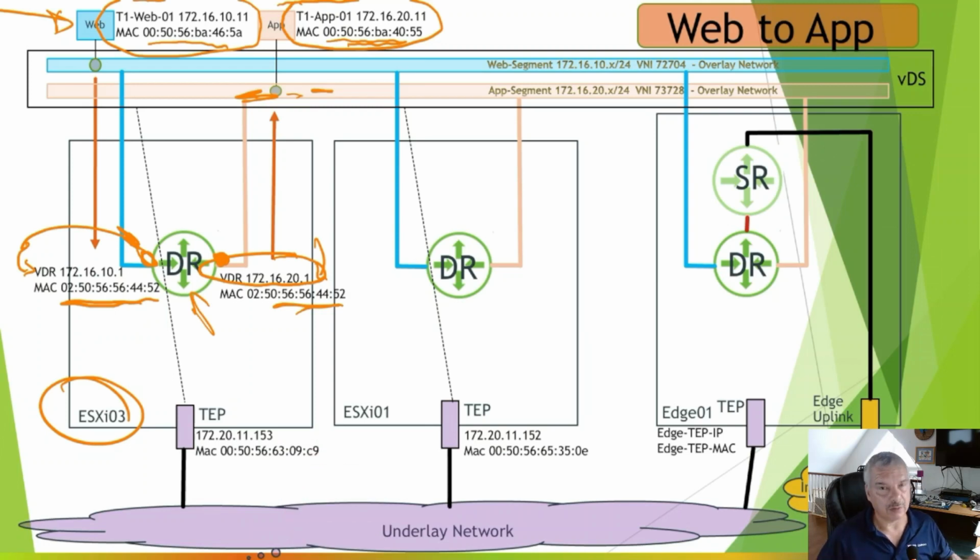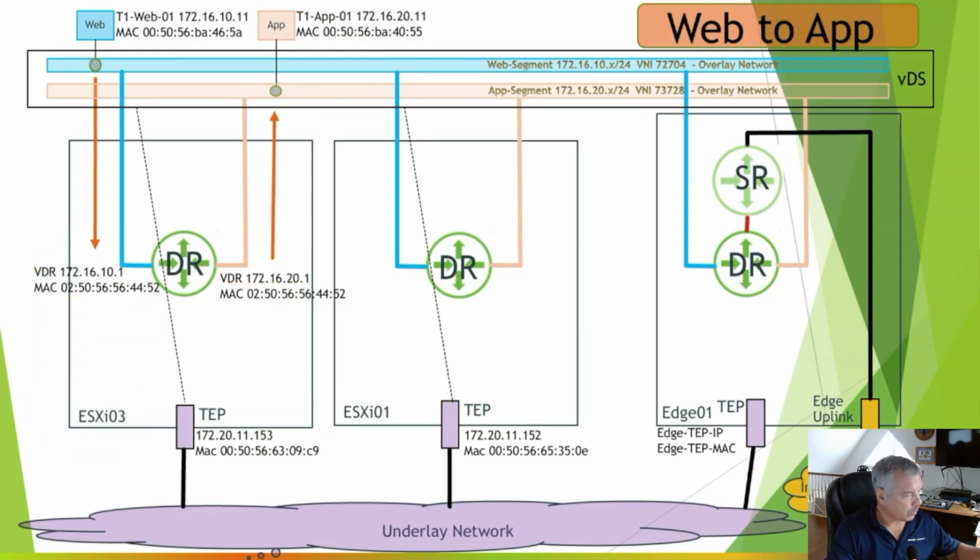Same MAC address. Don't freak out. They're on different layer 2 segments, so that's okay, and it's only exposed to VMs. All right? So when we're doing this right now, what we're going to do is ping from web to app. That's what we're going to do.